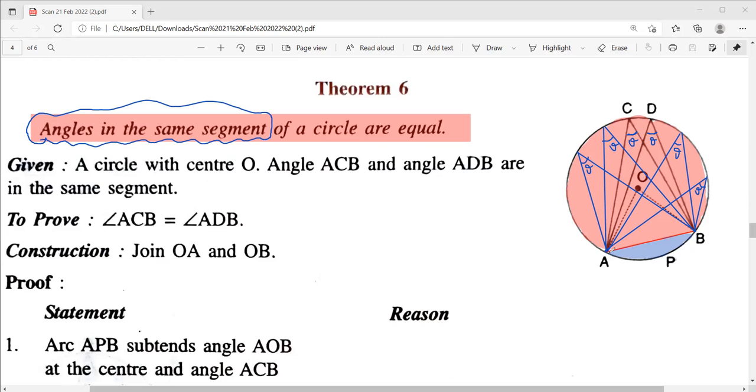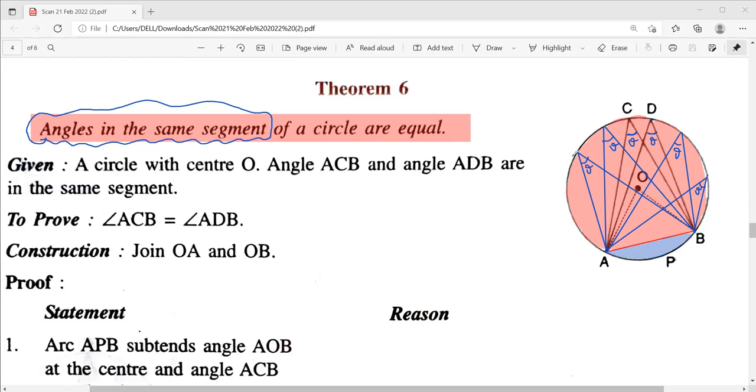And see this, there are two ways of saying it. The other way of saying this was: the angle subtended by an arc at any point on the remaining part of the circle will be equal. You can say the same thing in another way: the angles subtended by an arc at any points on the remaining part of the circle will be equal.